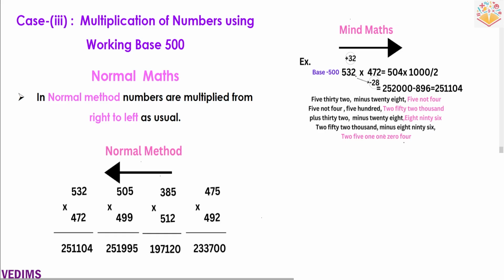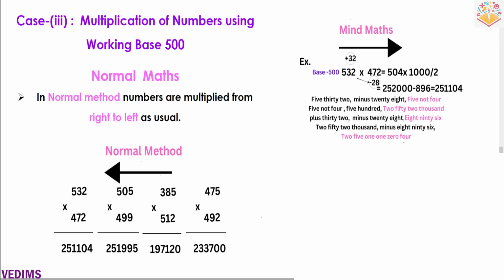The base is 500. 532 is exceeding 500 by 32. 472 is a deficit of 500 by minus 28. Cross add: 532 minus 28 is 504. Now, instead of writing 500, you can write 1000 upon 2. You get here 2 2s are 4, 2 5s are 10, 2 2s are 4. 2,52,000. Now the problem is to multiply 32 and 28.